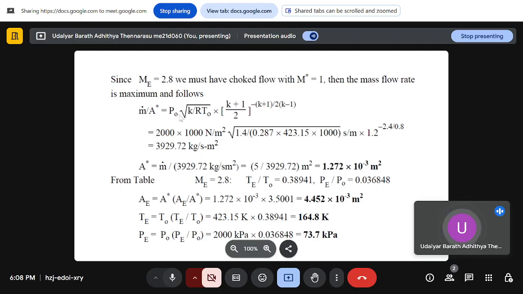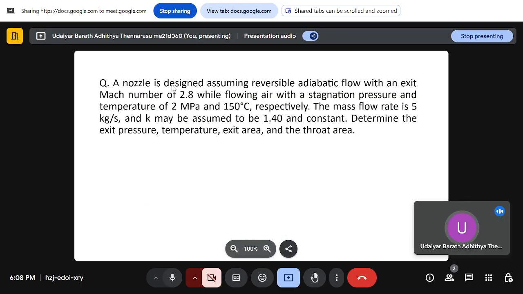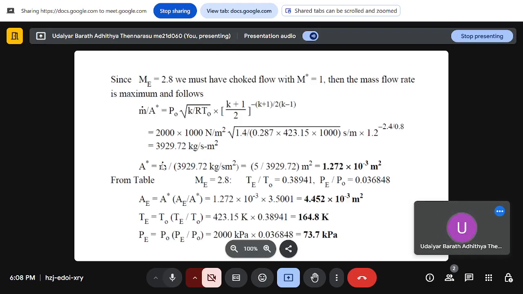Since we know the mass flow rate, so the mass flow rate will be constant. So at the throat area also your mass flow rate is 5 kg per second. So area at throat is m dot by 3929.72. So m dot is 5. So you get area of the throat is 1.272 into 10 power minus 3 meter square.